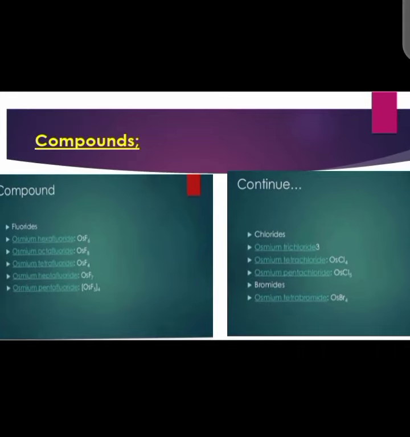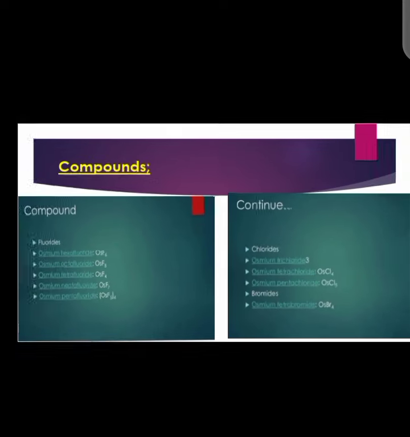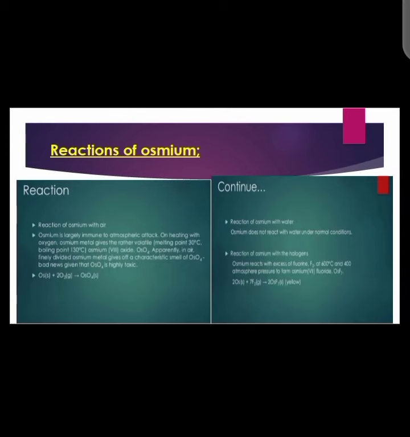Osmium also forms compounds with fluorides and chlorides: osmium hexafluoride, osmium octafluoride, osmium tetrafluoride, osmium heptafluoride, and osmium pentafluoride. Some of its compounds are also with chlorides, that are osmium trichloride, osmium tetrachloride, osmium pentachloride, and also bromides.